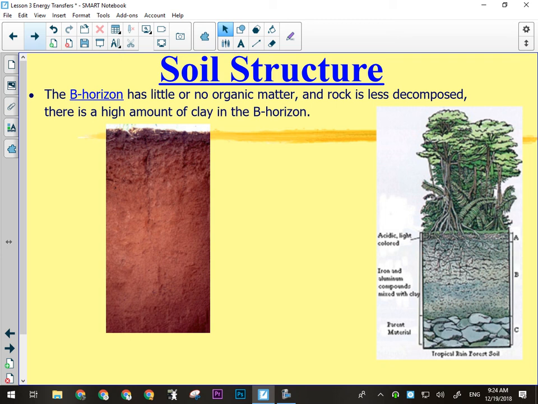So yeah, it's mostly clay, and it's usually kind of a neutral color. Very rarely is it actually this red. It's mostly like a tannish kind of color. So lots of clay there.